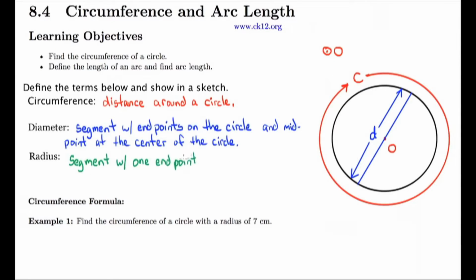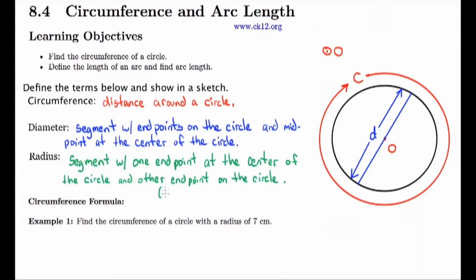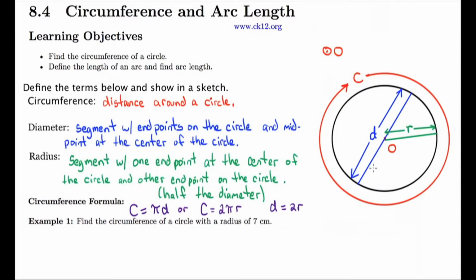Radius is a segment with one endpoint at the center of the circle and the other endpoint on the circle, and it's half of the diameter. So there's the radius R. The circumference formula is C equals pi d, or C equals 2 pi r.